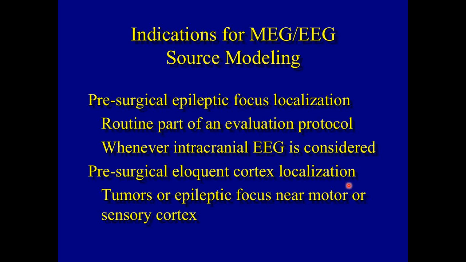Now you might say, oh, fMRI is the way to go for this sort of thing. But remember, if your tumor is in any way vascular, either plus vascular or minus vascular, it's going to distort your fMRI localization. MEG doesn't care about the vascularity of things. It will localize the sources of eloquent cortex activity regardless of the vascularity of the tumor.